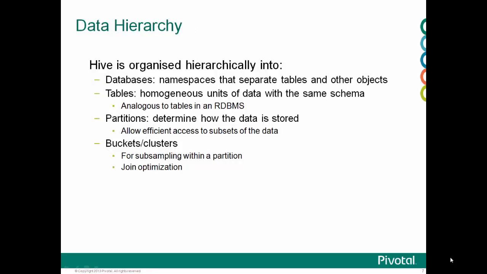Hive is organized into databases, tables, partitions, and buckets. Databases are traditional namespaces that separate tables and other database objects. Tables are just homogeneous units of data that have the same schema. Partitions determine how data actually gets stored, and buckets and clusters are used for sampling within partitions and specifically for join optimization.